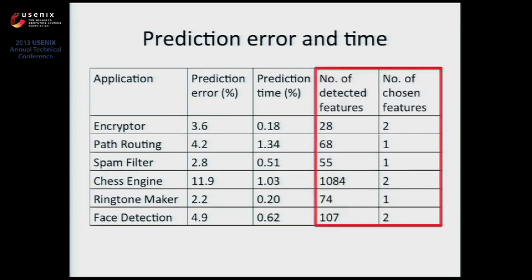Now here's the number of detected features and the number of chosen features. As you can see, Mantis selects a few features out of many that capture the estimation power of program execution time. For example, face detection has 107 features, but Mantis chooses 2 features for modeling. So Mantis generates compact models.